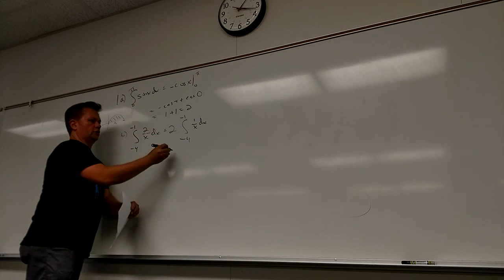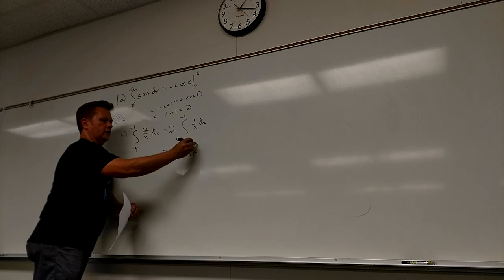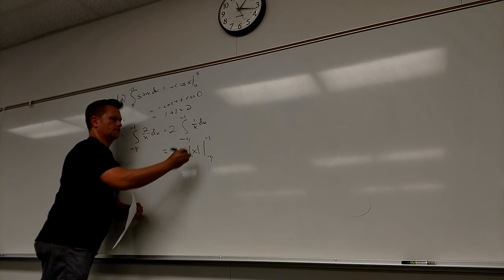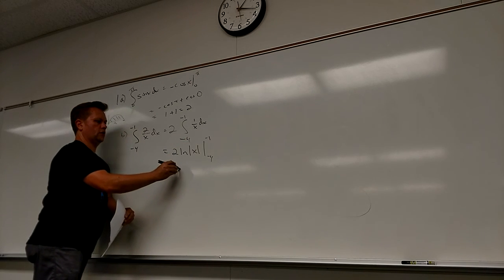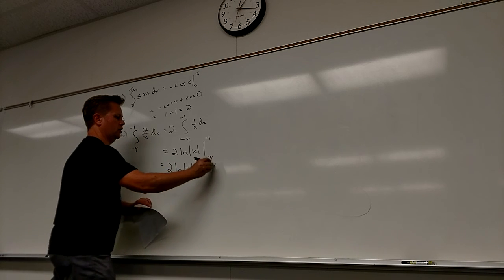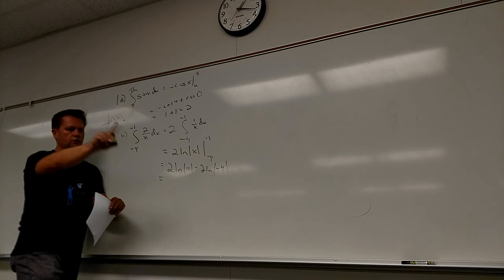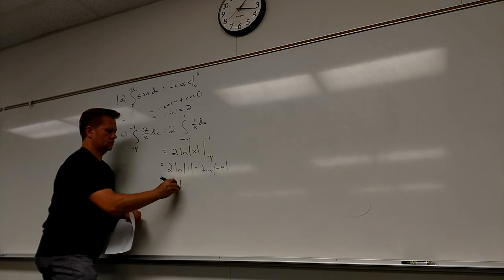And what's the integral of 1 over x? Yeah, ln of the absolute value of x. So now this is 2 ln of 1, right? Minus 2 ln of 4. What's ln of 1? 0. And then you just get that.